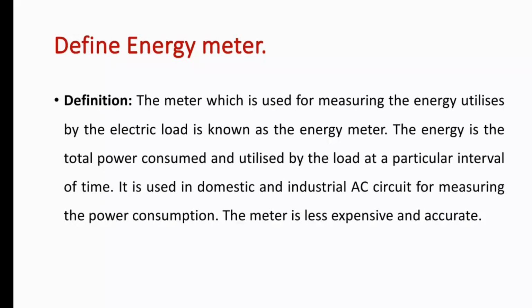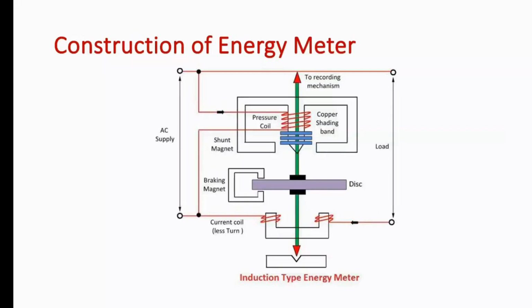Define energy meter. The meter which is used for measuring the energy utilized by the electric load is known as an energy meter. It measures the total power consumed and utilized by the load at a particular interval of time. It is used in domestic and industrial AC circuits for measuring power consumption. The meter is inexpensive and gives accurate measurement.